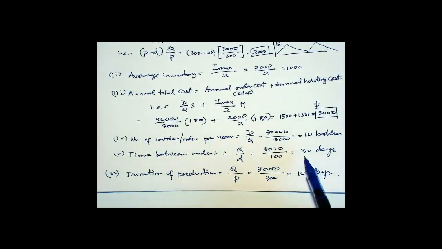So the total time between orders is 30, so every 30 days we have to place an order. Once we place an order, it will take 10 days during which the production will take place, and then there are 20 days where there will be no production, there will only be consumption.